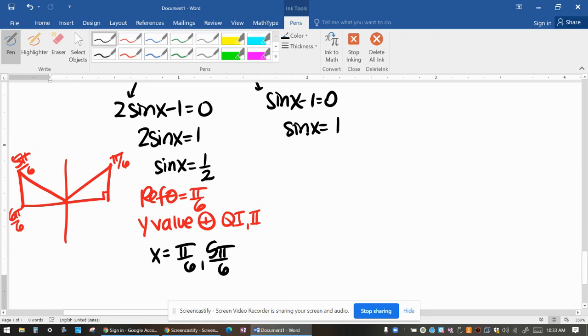Now in this one, sine of x equals 1, I know that neither 30, 60, 90 or 45, 45, 90 would work. So that means it could possibly be quadrantal. Now remember, this is a y value. The only ordered pair that has a y value of positive 1 is this one. And that angle is pi over 2.